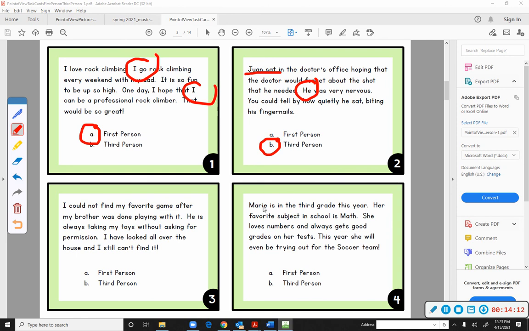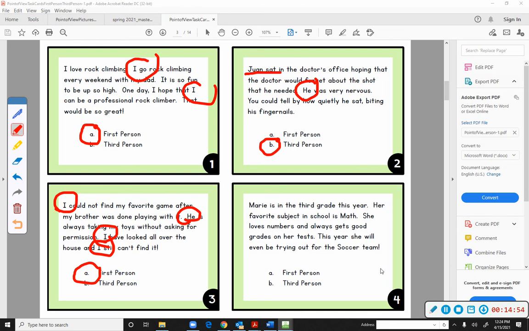Number 3. I cannot find my favorite game after my brother was done playing with it. He is always taking my toys without asking for permission. I have looked all over the house and I still can't find it. Evangeline? First person. It is the main person that's talking is using I. I could not find it. I have looked all over the place. It does have the pronoun he, but that's not the person speaking, right? The person speaking is the one who can't find the game. Okay, last one we're going to do together.